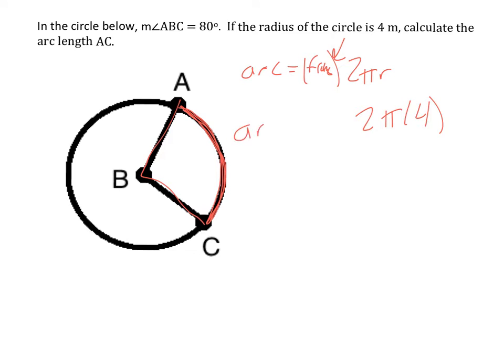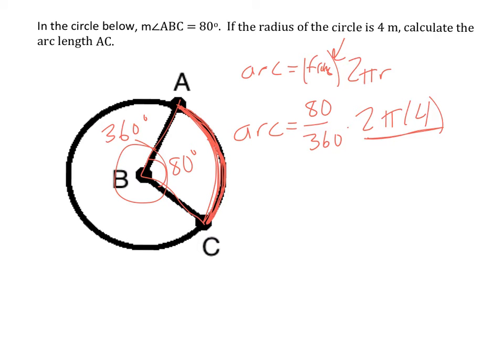So if I want to find the arc length here, I say, what fraction of the circle does this represent? Well, it says here this is an 80-degree angle, and we know that a full circle is 360 degrees. So this part of the circle represents 80 of the total 360. So if we do 80 over 360 times the normal circumference, that will give us the arc length. So if we start reducing, we get 80 over 360 times 8 pi equals the arc length.